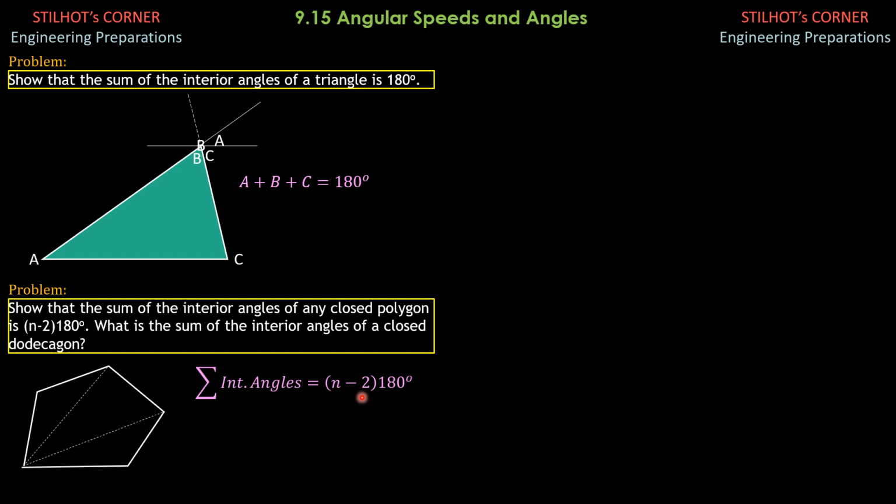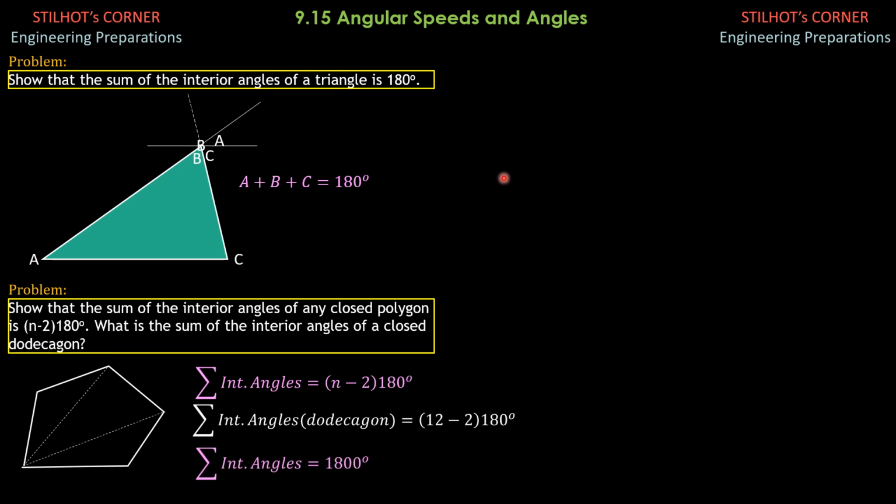Then for a dodecagon, there are 12 sides. So the sum of interior angles is quantity 12 minus 2 times 180 degrees, and that is 10 times 180 degrees, and that is 1800 degrees.